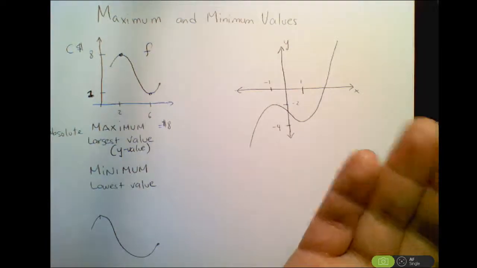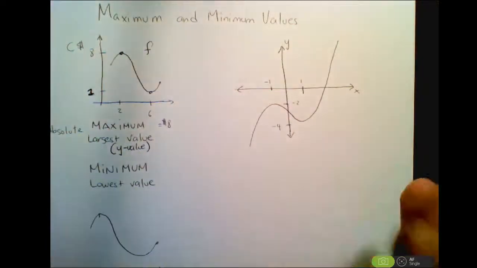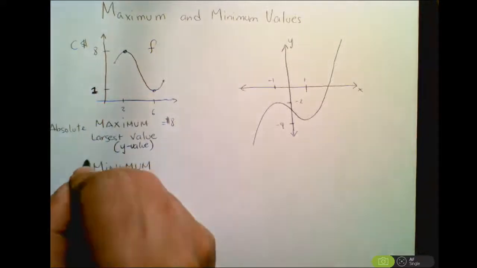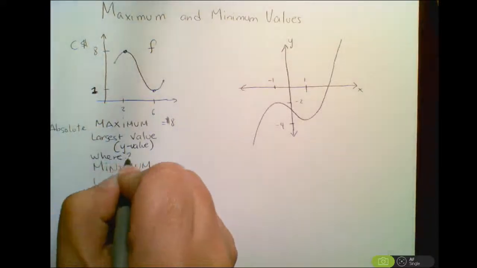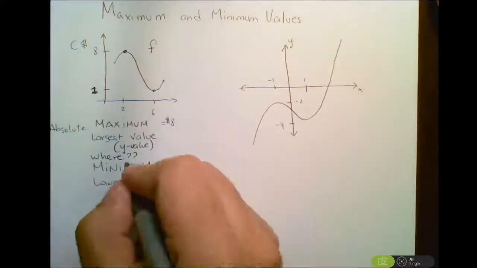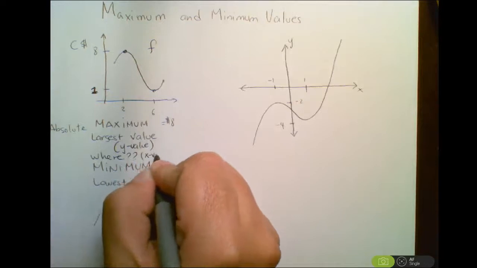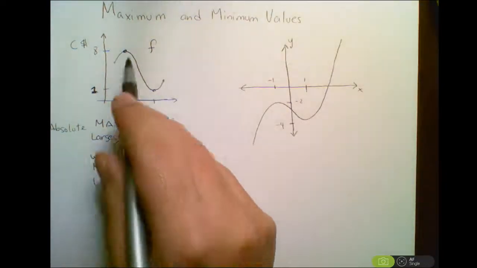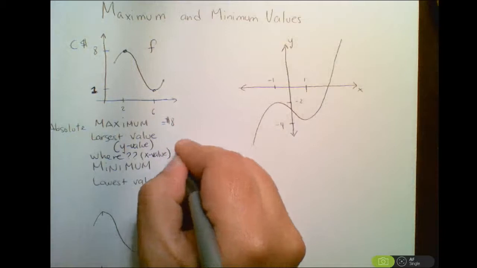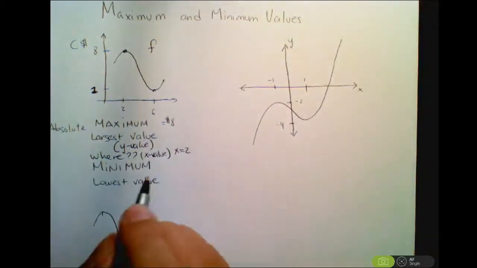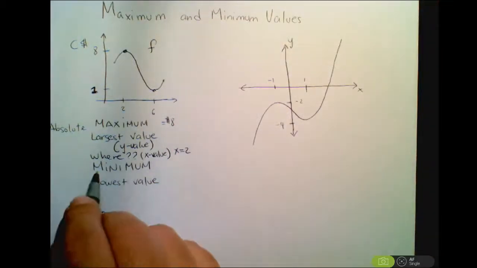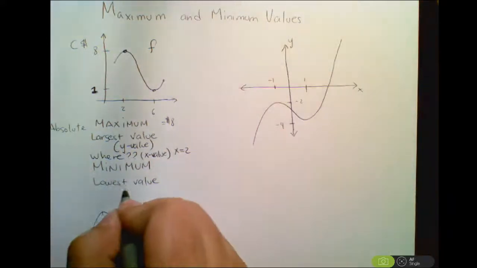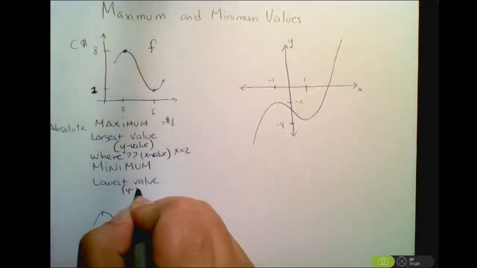And if the question said where f has an absolute maximum value, where, then the question is asking for the x value at which that occurs. So where, at x equals 2. Okay. The same with minimum. If you're asked for minimum, then you're asked for the lowest y value of that.